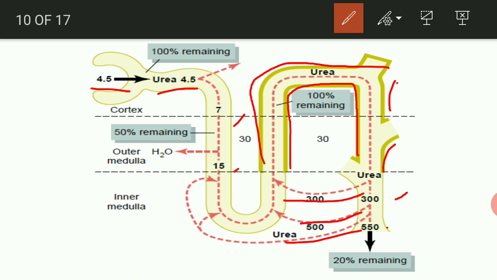And urea, we know, is formed by protein degradation or protein metabolism, and it is a waste. Everyone knows that it is waste, but before excreting, it is being utilized by the body to generate the medullary hyperosmotic gradient. That point should be noted by us.